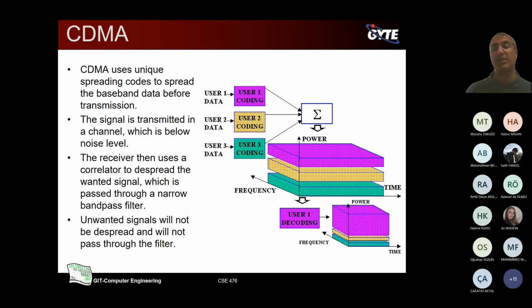Then the receiver uses a correlator to despread the wanted signal, which is passed through the narrowband pass filter. The unwanted signals will not be despread, so that's why they are removed.